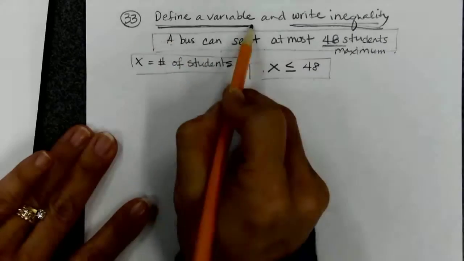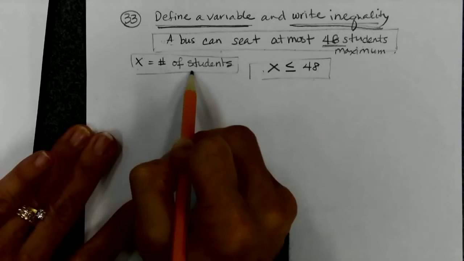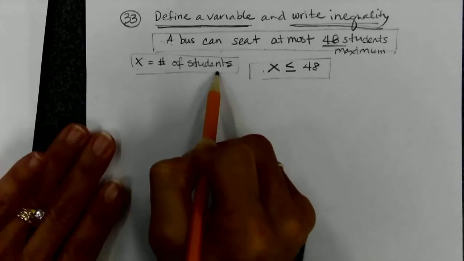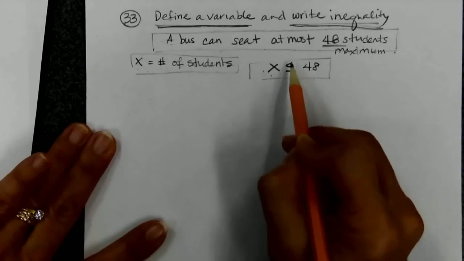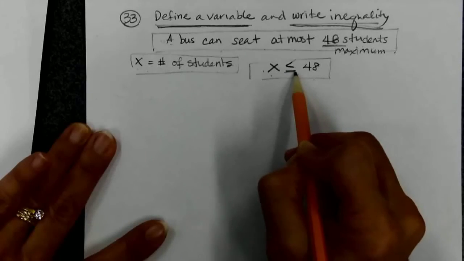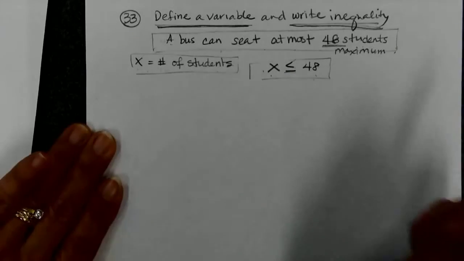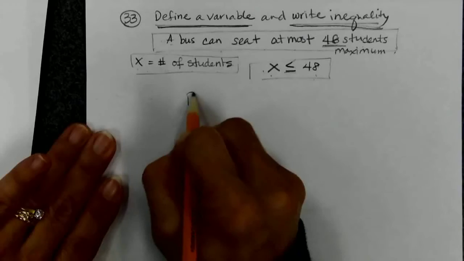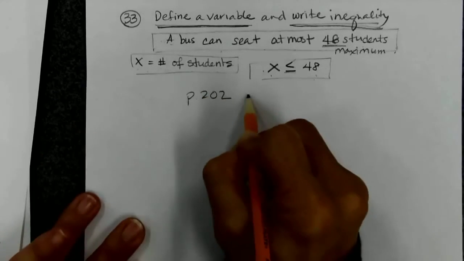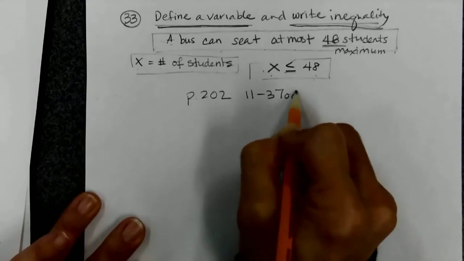So let's do the define part. We're going to let x be the number of students that could be on the bus. So that x, number of students, has to be less than or equal to 48. For this assignment, you have page 202, numbers 11 through 37 odds.